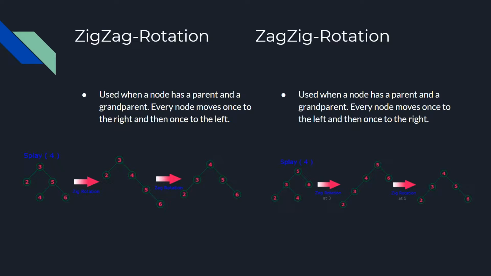In the second example, we splay node 4, which is the right child of a left child. After the initial zag rotation, node 4 becomes node 5's left child, and node 3 becomes node 4's child. With the zig rotation, node 4 rotates to the root, node 5 becomes its right child, and node 3 stays as its left child.